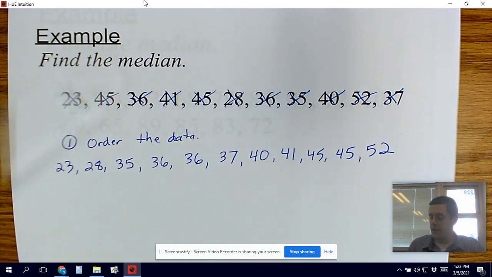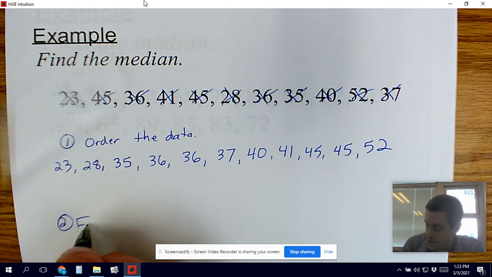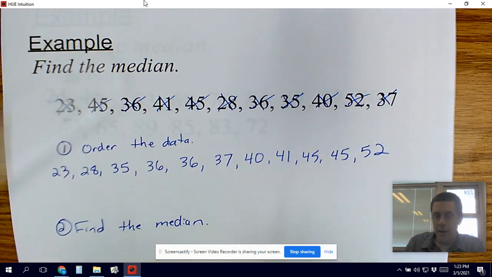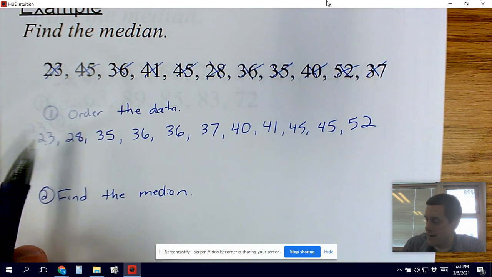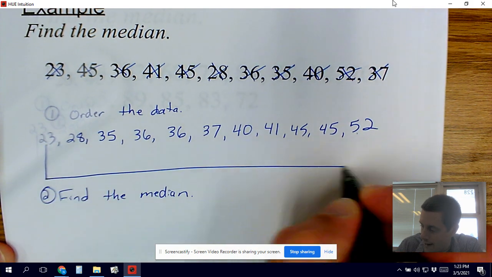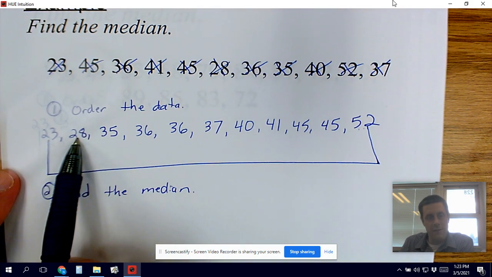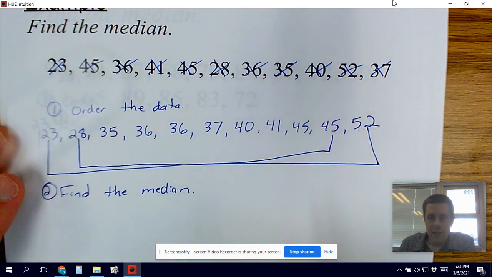All right, once your data is in order, step 2 is just find the median, which is the middle number. And I'm going to do that by marking out pairs and working my way into the middle. So 23 is the least value of the set, and 52 is the greatest value of that set. So I'm going to mark both of them off at the same time, and I like to connect them just to know, hey, I chopped the ends off at the same time. Moving inward now, the next least value is 28, and the next greatest value is 45. So they get chopped off together.